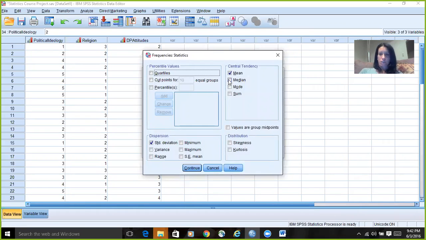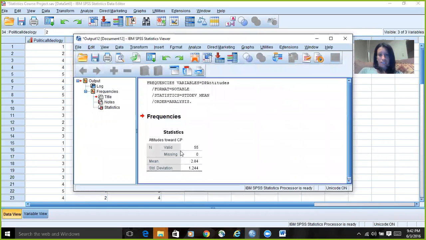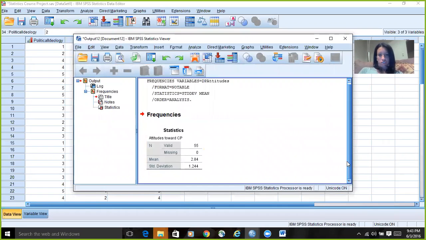If you have something else checked, I would recommend unchecking it. You don't have to. You just won't use the information even though SPSS gives it to you. You're going to click continue. You're going to click OK, and then you will have the information you need. The mean for my dependent variable, which is attitudes toward capital punishment, is 2.84.